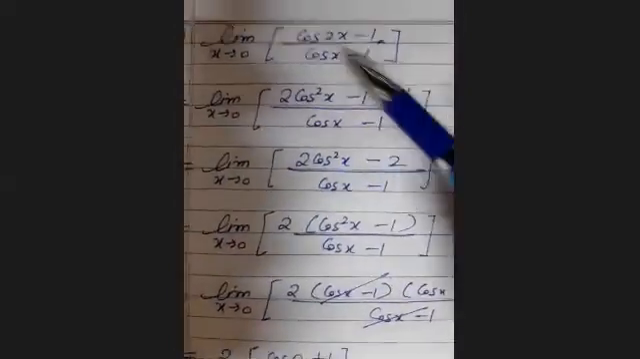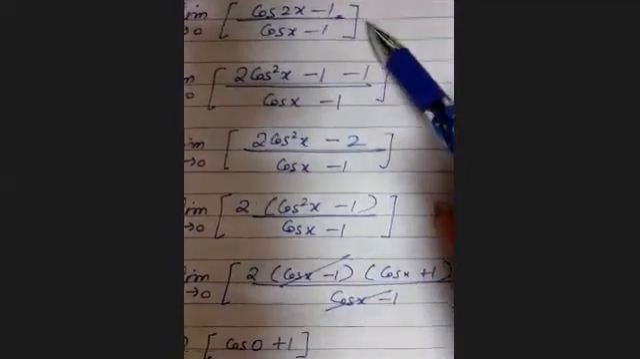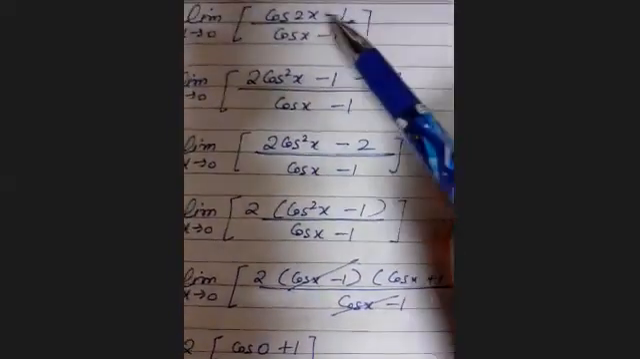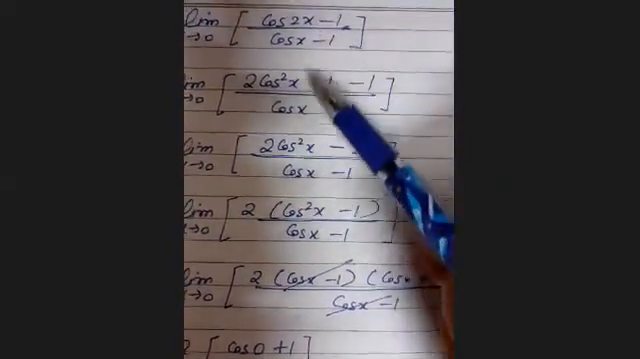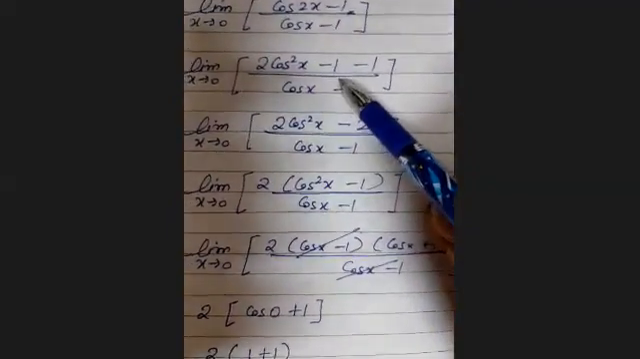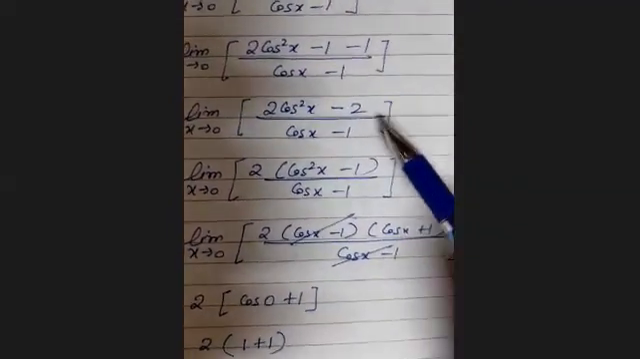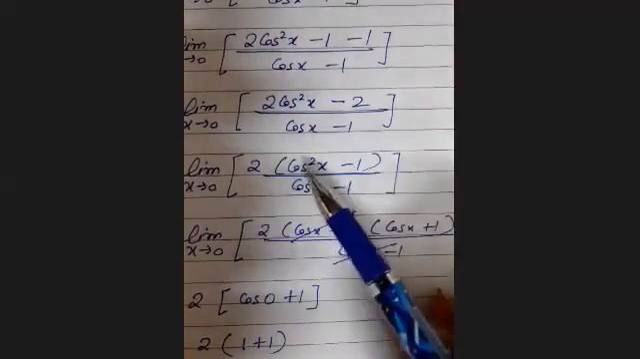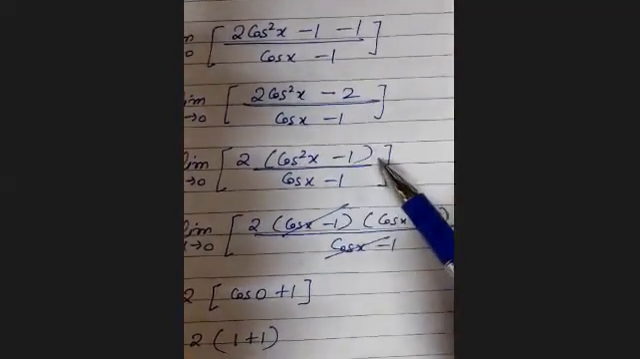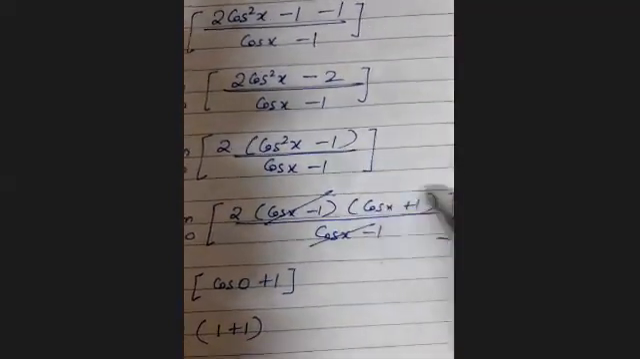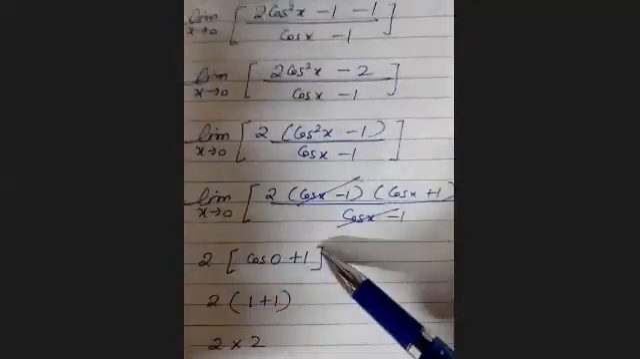Now next is limit x tends to 0, (cos 2x minus 1) upon (cos x minus 1). We are applying the formula of cos 2x, that is 2 cos square x minus 1. Minus 1 will become minus 2. 2 is common. It will become a square minus b square, a minus b into a plus b. It is cancelled. Let's apply the limit. And then we are getting 4 as the limit of this function.